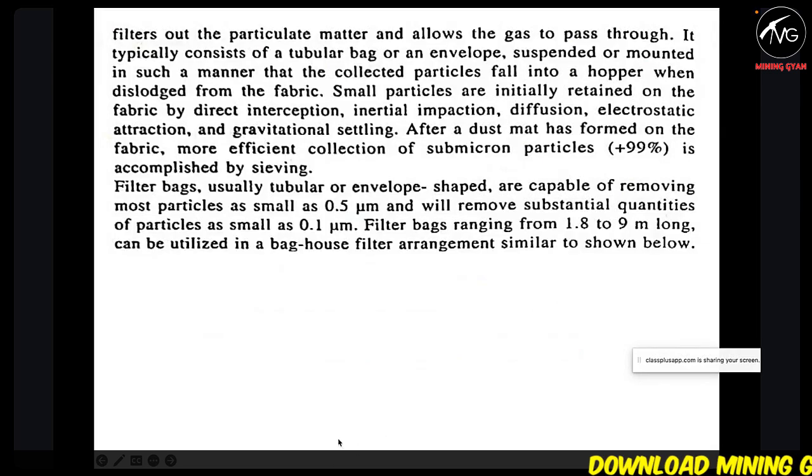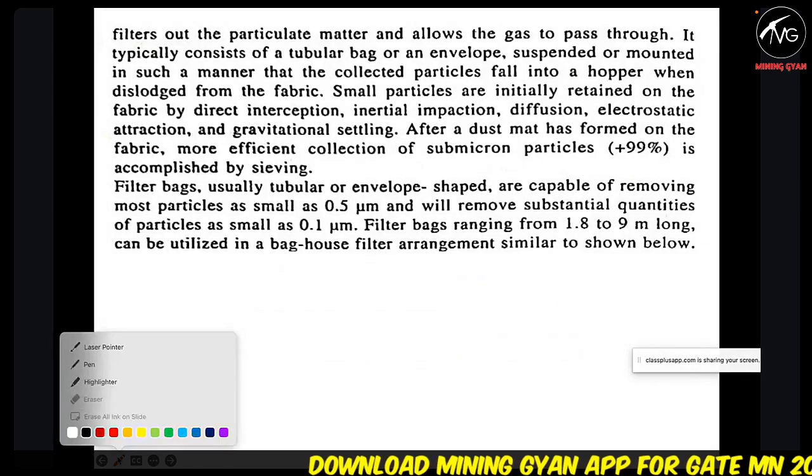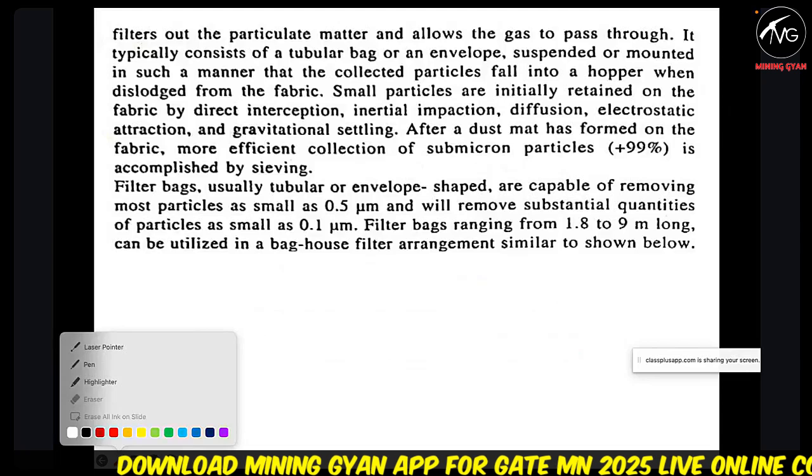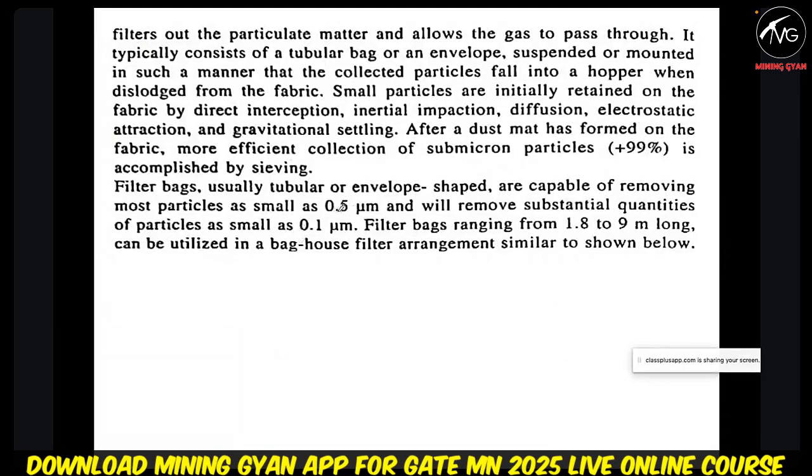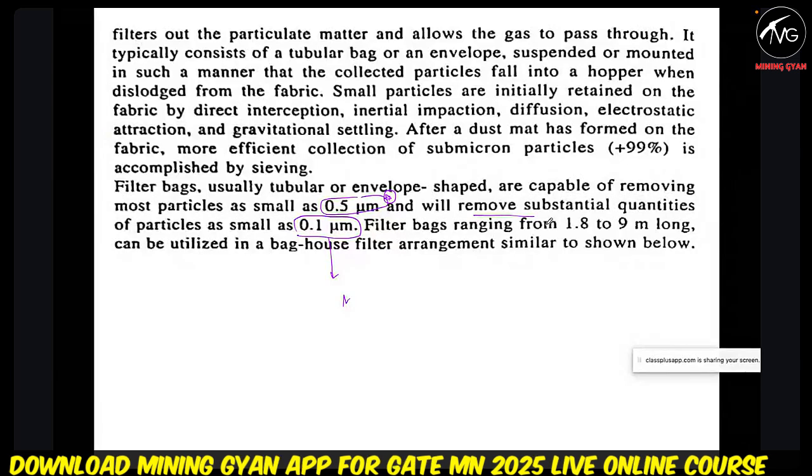If you want to remember, I have not seen questions based on which type of filter is used for how much. You can use it down to 0.5 micrometer, but sometimes it can substantially remove as much as 0.1 micrometer also. So it removes almost 0.5 micrometer, but it can also remove a substantial amount of 0.1 micrometer.